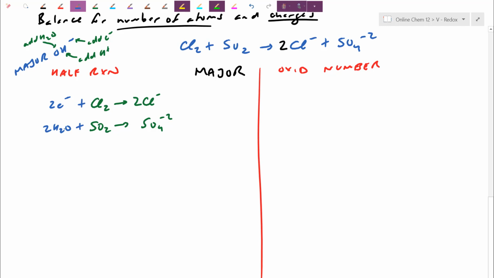That will at least give me 2 O's, 2 O's, so 4 O's and 4 O's. That matches up. 2 times 2 ends up giving you 4 H's. I have no H's yet, plus 4H+. A lot of these solutions take place in acidic. If they don't specify, assume it's acidic. I'll show you the basic step later on.